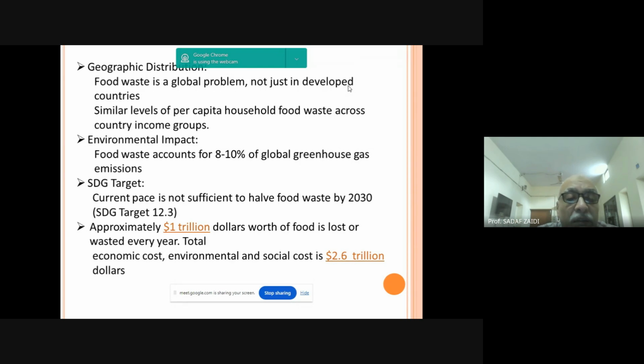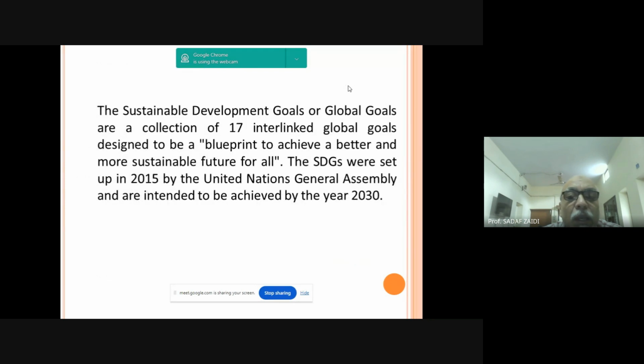But the pace at which we are moving, the efforts at reducing food waste, they are very very feeble और बहुत कमजोर हैं वो efforts. तो लिहाजा ये 2030 तक ये हमारा जो goal है, it is very unlikely that we'll be able to achieve it. Now here you can see that I have tried to give, for those who don't know what sustainable development goals are, the 17 interlinked global goals, and they were designed to achieve a better and more sustainable future for all.